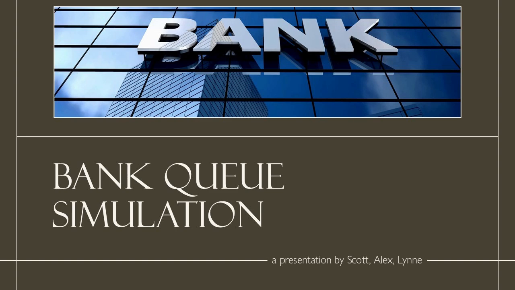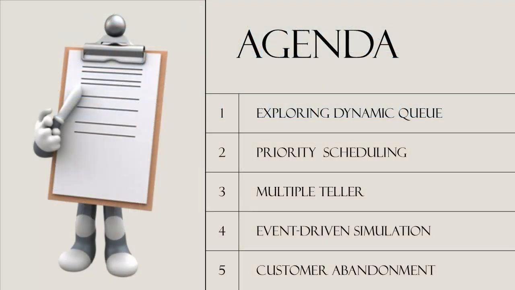Thanks for joining us as we walk through our bank queue simulation. To help explain the architecture, we will split the solution into smaller, easily digestible sections. First, the dynamic queue, then the priority scheduling structure, the impact of multiple tellers, the events that drive the simulation, and finally, customer abandonment along with its impact on the statistics.